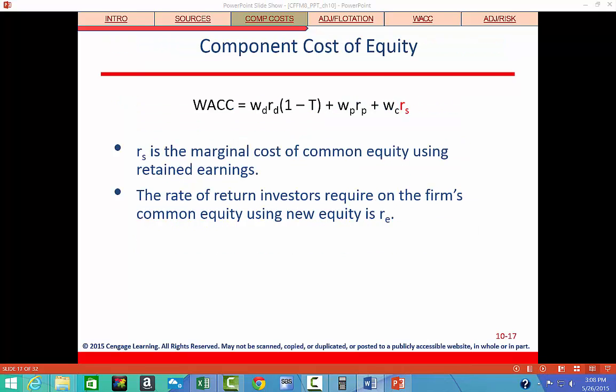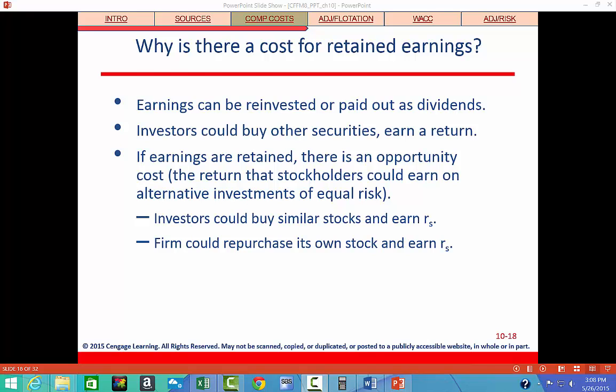And then finally, we get to the component cost of equity. One thing that you might wonder is why there is a cost for retained earnings or common equity. Well, a company's earnings can either be retained and reinvested in the business or paid out as dividends. So if earnings are retained, then shareholders forego the opportunity to receive cash and to reinvest it in stocks, bonds, or real estate. Therefore, the company should earn on its retained earnings at least as much as its stockholders themselves could earn on another investment that's of equal risk.